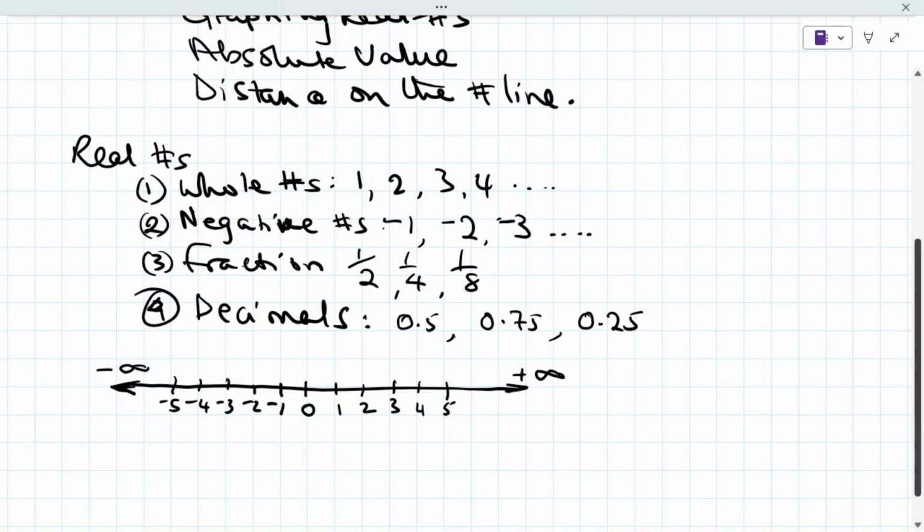Infinity is a value that's not determinable or difficult to determine. Therefore, numbers increase in value as you move to the right-hand side, and they decrease in value as you move onto the left-hand side. And that's really very important.